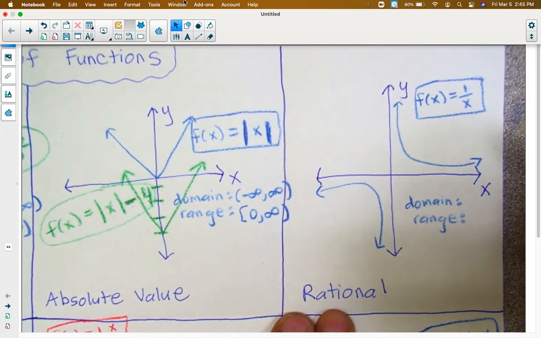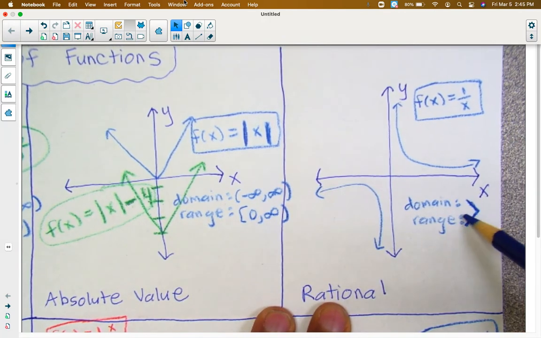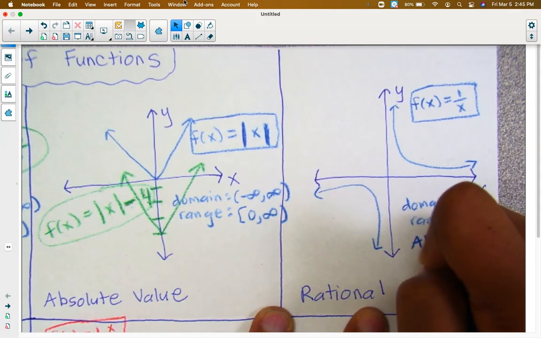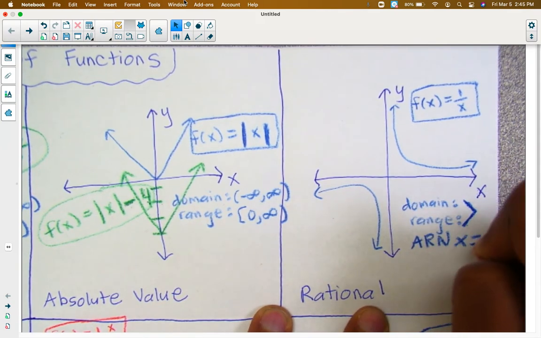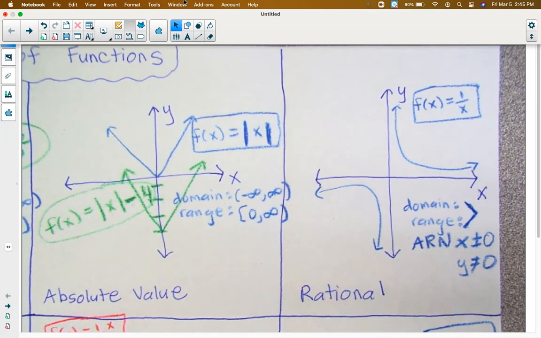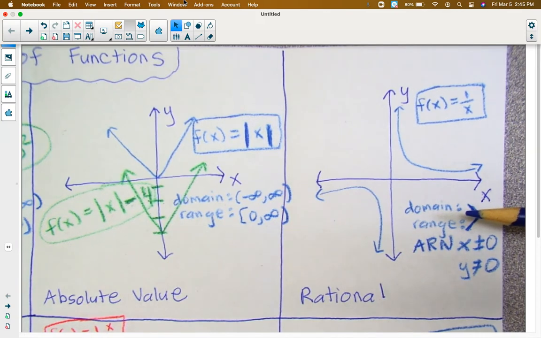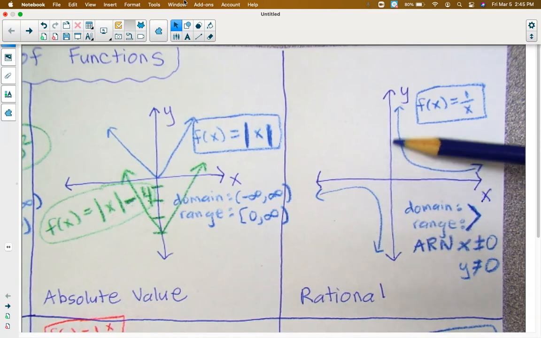So for both of these, I'm going to say my domain and range is all real numbers except the number 0. My domain and range includes any number in the world, decimals, fractions, whatever, all real numbers except the number 0. X cannot be 0 and Y cannot be 0 because I have an asymptote here. Meaning it's going to get closer and closer to the y-axis, closer and closer to the x-axis, but it's not going to touch it.